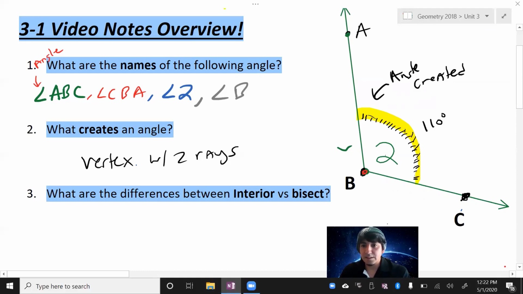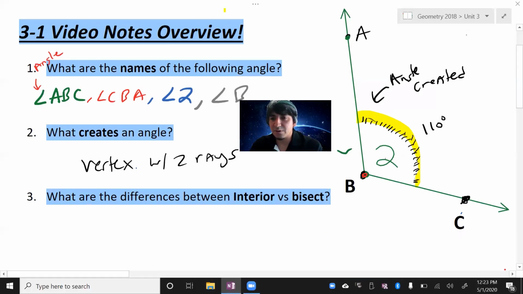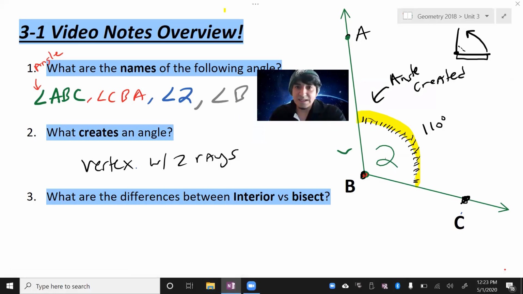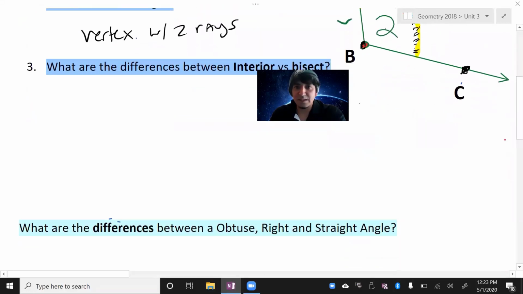Okay, so it's kind of like a door. If you see a door from a bird's eye view, and it opens in a certain direction, then that would be considered the angle, where the swivel is down here when it's opening and closing. So it gives you an idea what an angle is named and what it's created by.